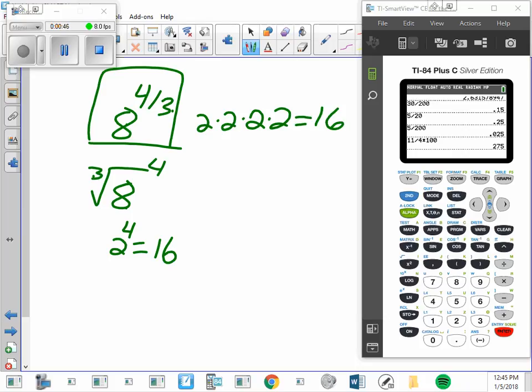Okay. What if that 4/3 was negative? It turns the 8 into a 1/8. So 8 to the negative 4/3 is equivalent to 1/8 to the 4/3, and you would just get 1 over 16. So if you have a negative exponent, all you do is flip the base upside down. So if you had 2 over 3 raised to a negative, then it would be 3 over 2 raised to the positive version. Okay?